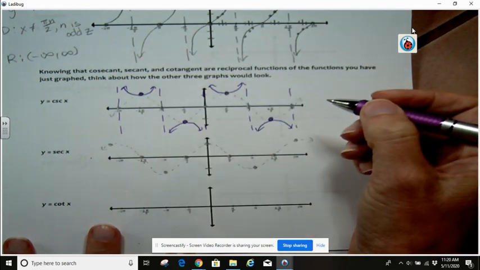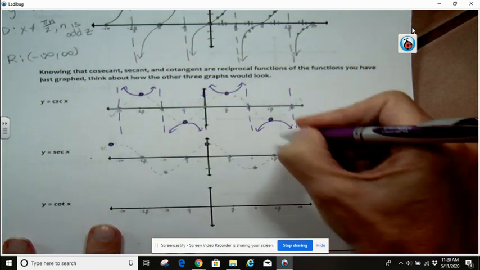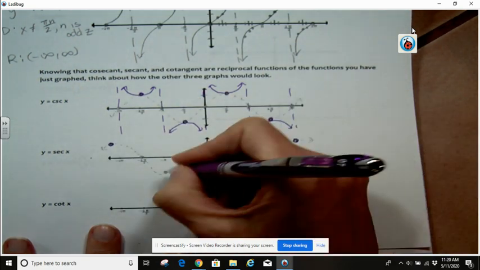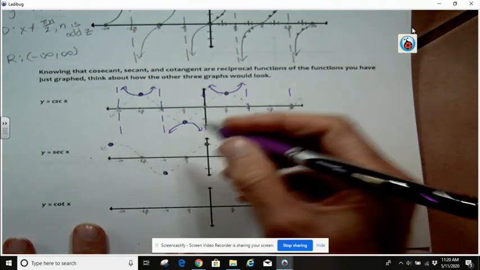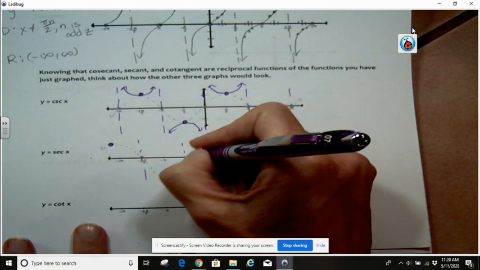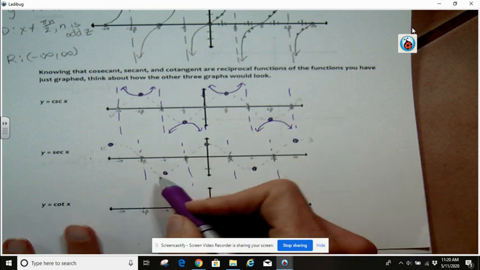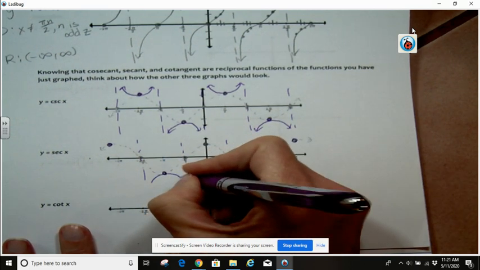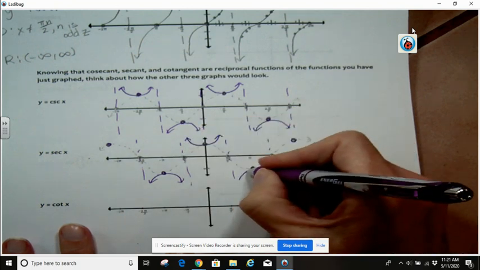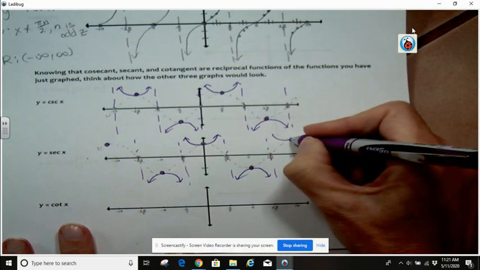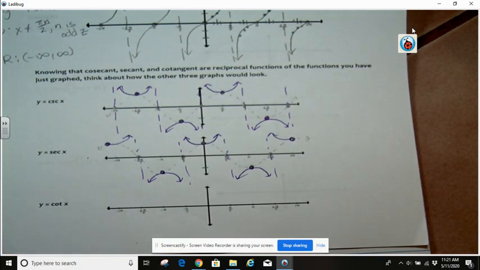The reciprocal of 1 is still 1, so all the maximum points are still there. The reciprocal of negative 1 is still negative 1. But everywhere that the cosine is 0, that is now undefined for secant. And then in between every set of asymptotes, you just flip over those little parabolas that are fenced off. And what's in pen would be your secant graph.